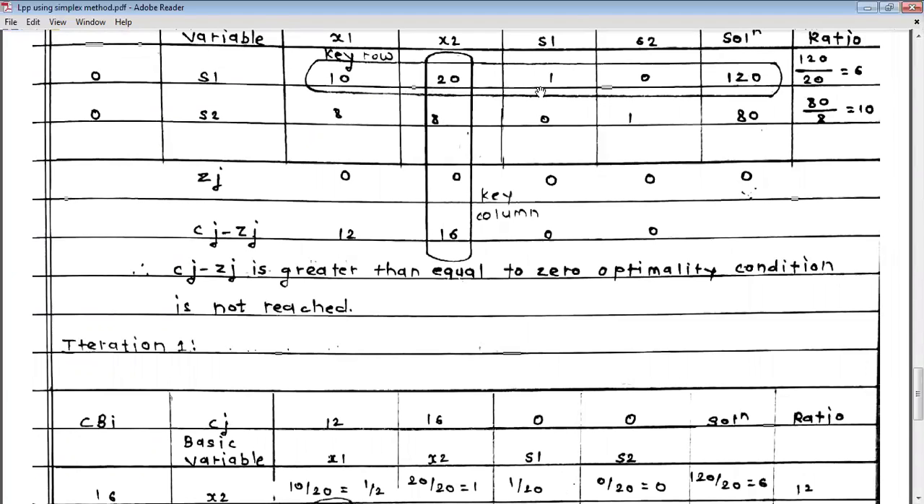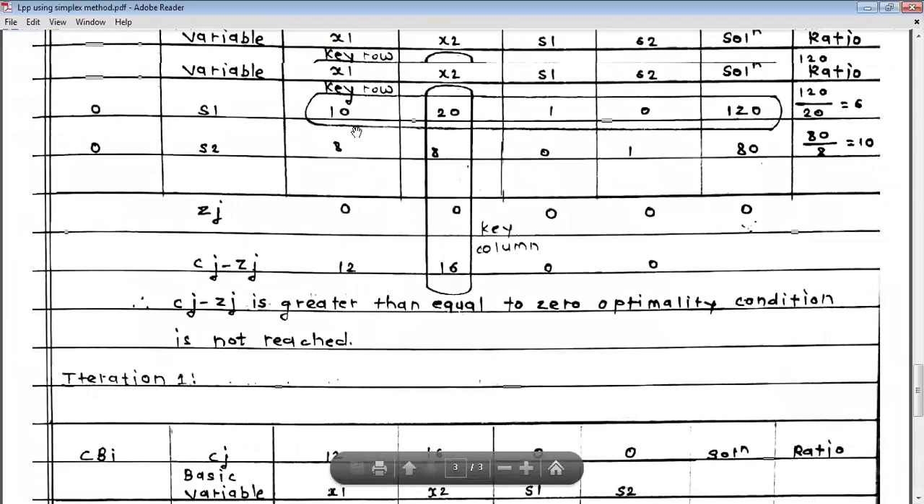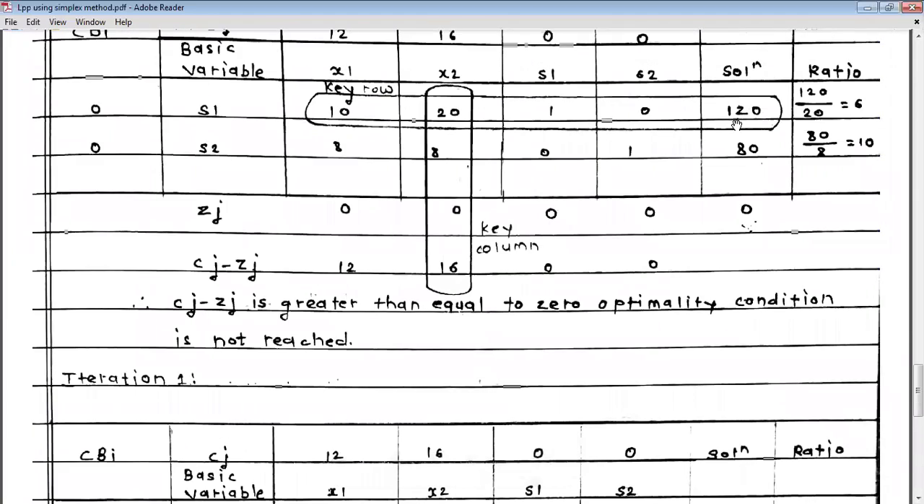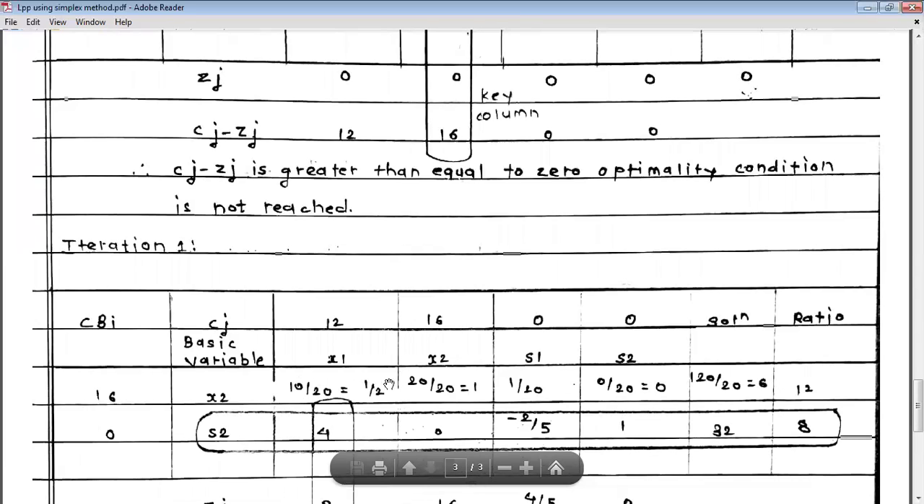In order to find this first row for the new table, that is iteration 1, you need to divide this entire row by the key element. Means you need to divide this whole row by 20. So it will be 10 by 20, 20 by 20, 1 by 20, 0 by 20, and 120 by 20. So this will give you the following values as I've written it: 10 by 20, 1 by 2, 20 by 20, 1 by 20, 0 by 20, 0, 120 by 20. So you've got the first row.